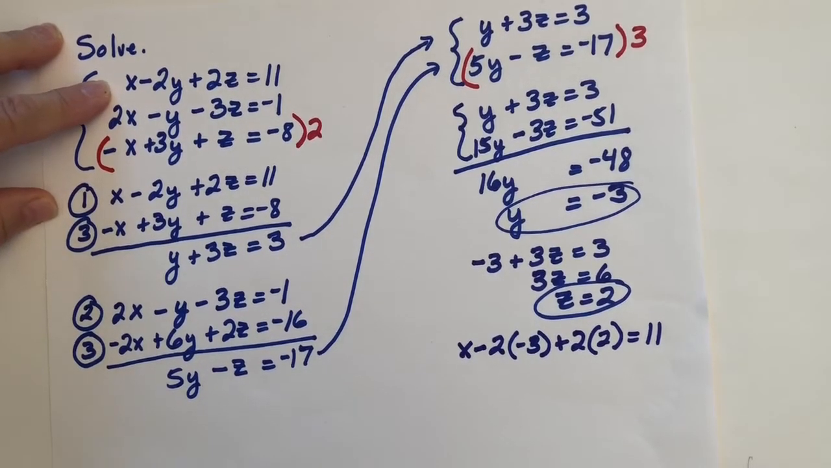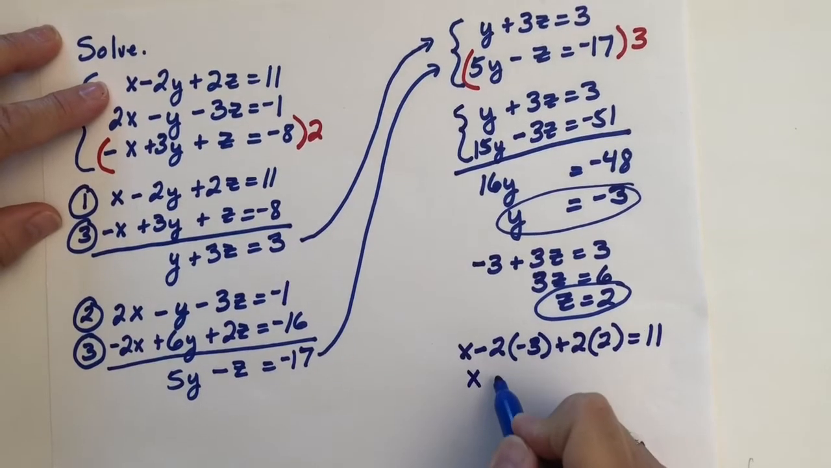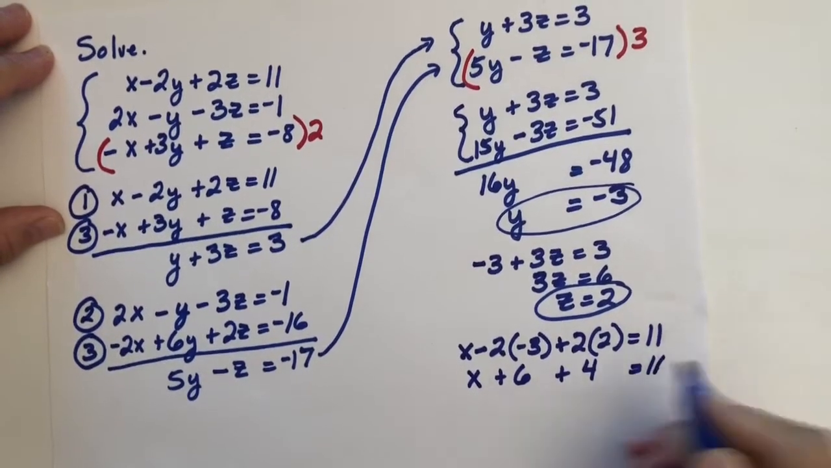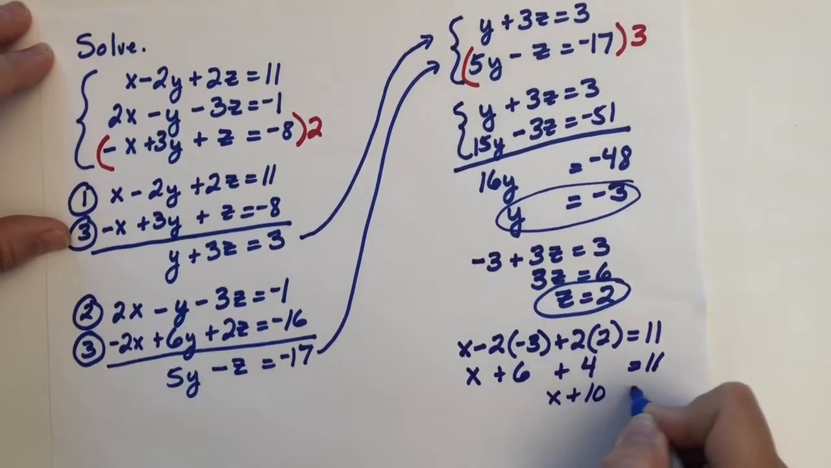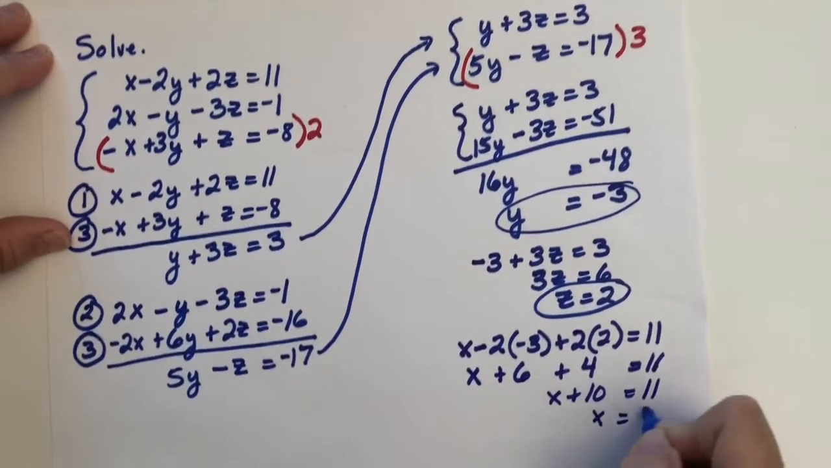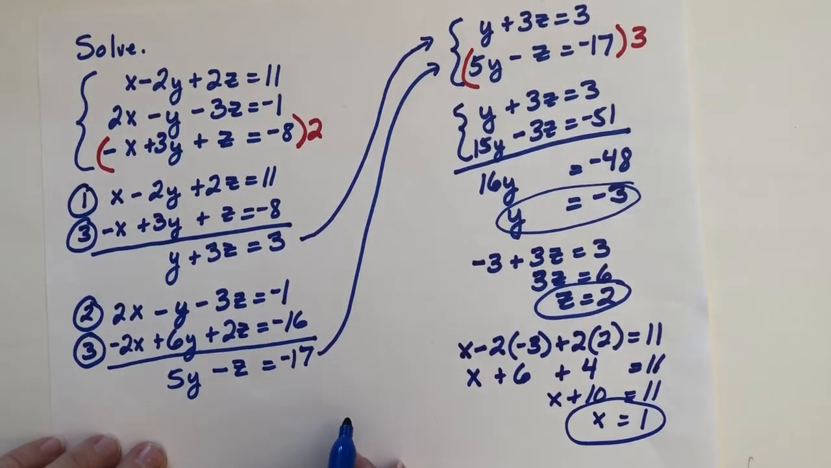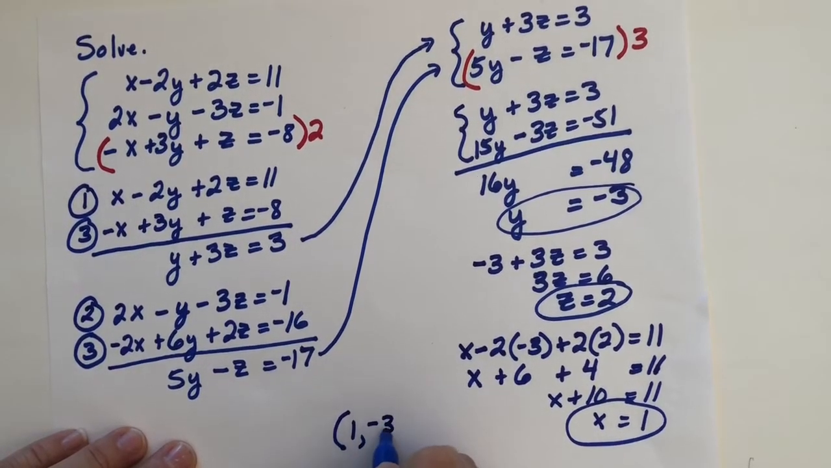So let's do some arithmetic here. We have a +6 and a +4. So we have x plus 10 equals 11, or x equals 1. So now we know the coordinates of our solution. The ordered triple that is the solution to this system is 1, -3, 2.